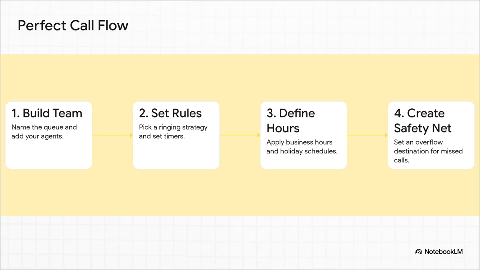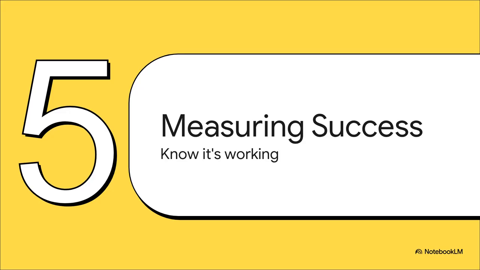This is where you pick that ringing strategy we just covered and set up your timers. Step 3, define your hours. You just need to tell the system when you're open for business. And finally, step 4, create your safety net. This is where you decide what happens to calls after hours or if everyone's busy, like sending them to voicemail or another queue.